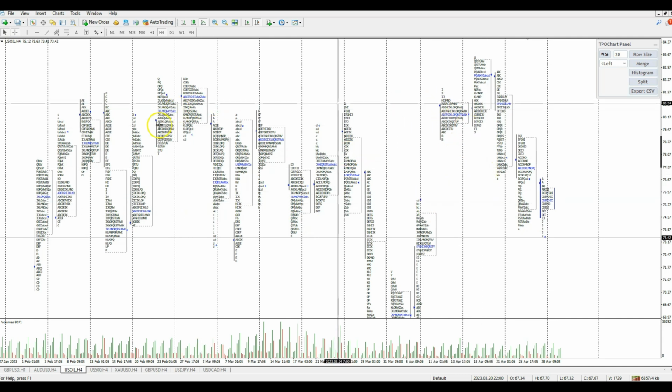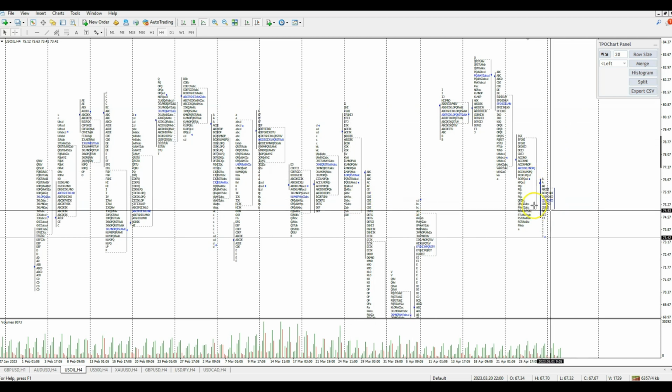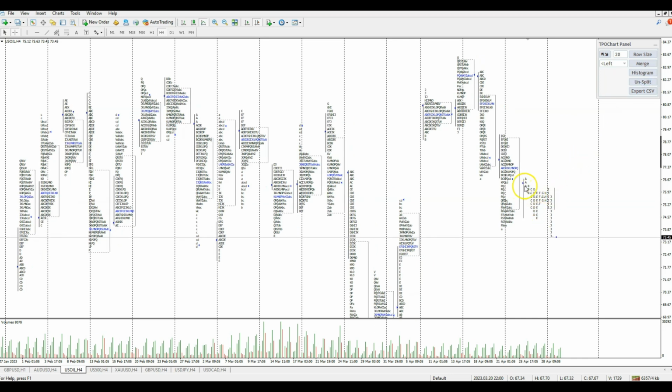So first, I'm going to tell you what's on a profile, so you know what you're looking at. Now, with a profile, if you split that profile, you very quickly realize that it's very similar to a candlestick chart in that the letters represent a rotation period. In this case, you're looking at a 4-hour rotation, so each letter represents 4 hours, open to close.